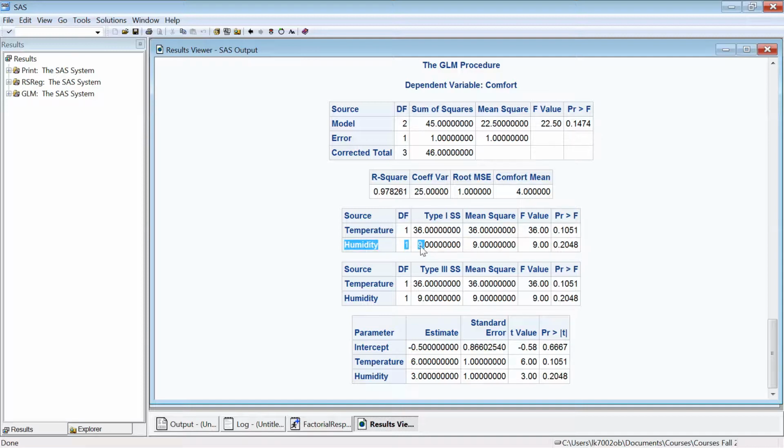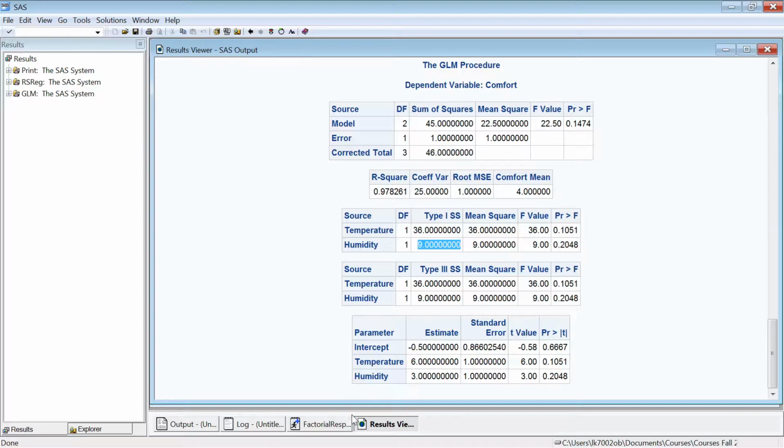Humidity, the effect of that was 3. So if we increase the humidity level from low to high, the average comfort increases by 3. If we square that, that is 9. So the estimate, square of that is basically the sum of squares.